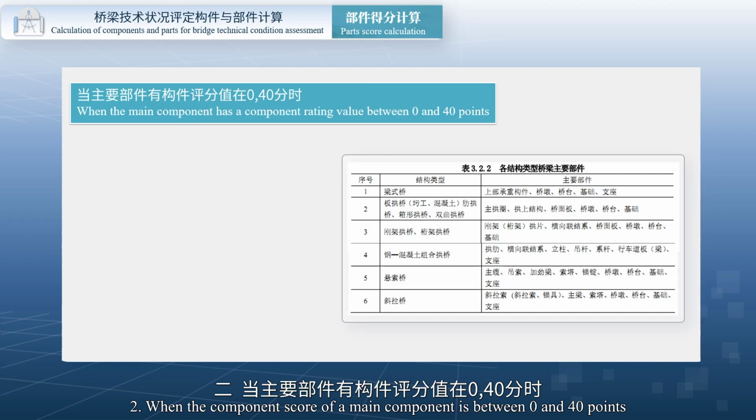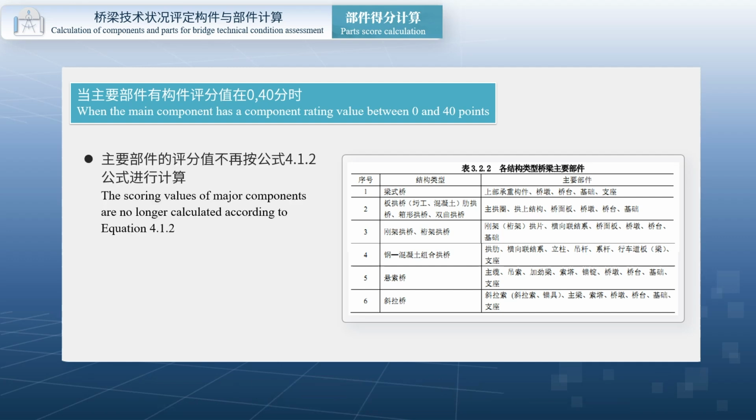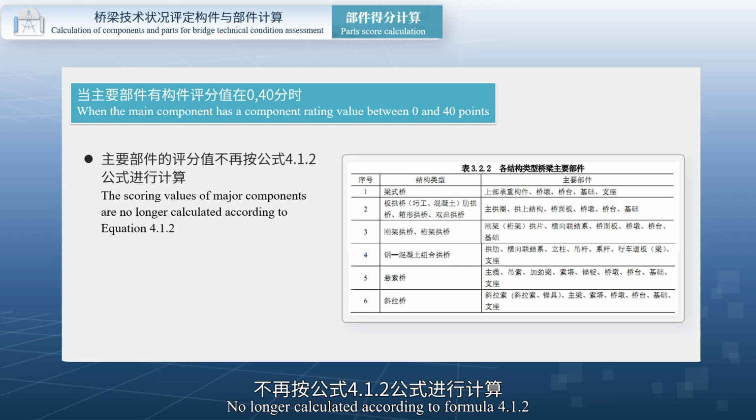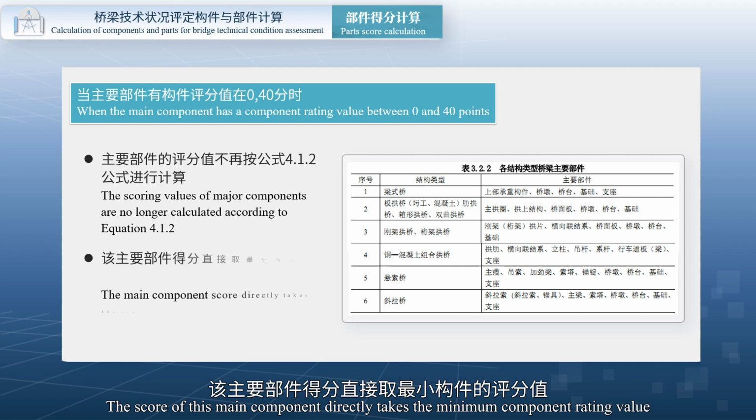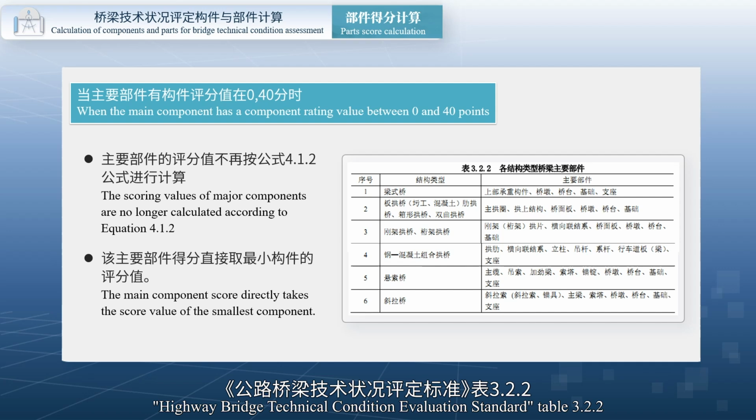Second, when the component score of a main component is between 0 and 40 points, the rating value of main components is no longer calculated according to Formula 4.1.2. The score of this main component directly takes the minimum component rating value. For main components of different bridge types, refer to the Highway Bridge Technical Condition Evaluation Standard Table 3.2.2.